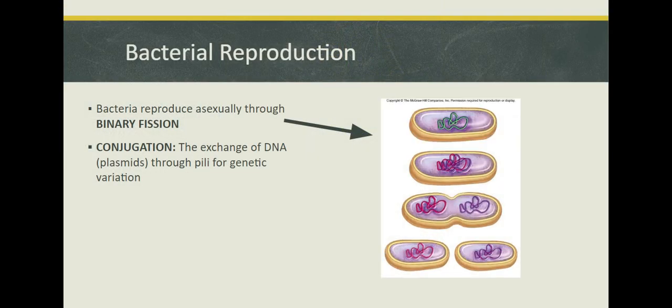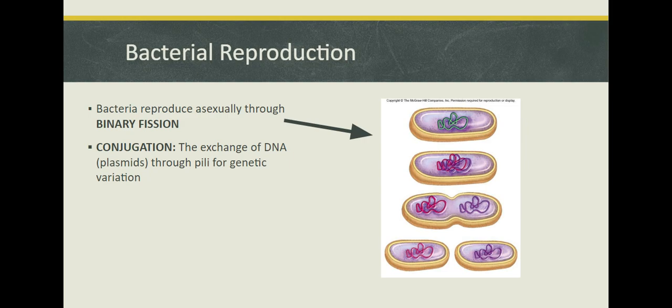Bacteria can also reproduce. Their reproduction is asexual. This is accomplished through binary fission. You learned about that in Module 5. In binary fission, you have one single cell that splits into two equally sized cells, so it makes a clone.